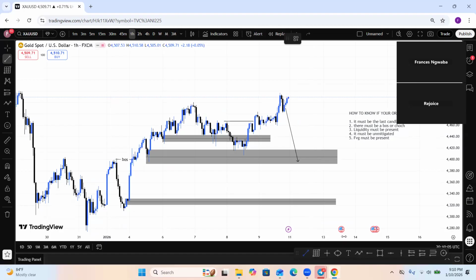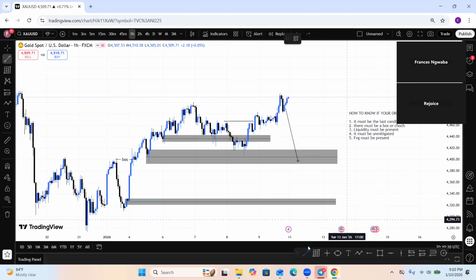You're not gambling here, you're not trying to do a game of chance or anything. So you need to be sure of what you're doing. You need to map out valid order blocks. So the order block must not be mitigated, and then there must be an FVG present.